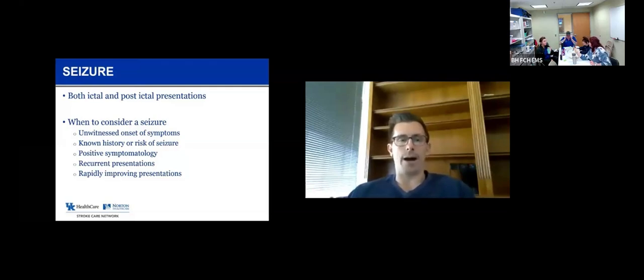If they have any what I call positive symptomatology, so typically stroke presents with negative symptomatology, meaning loss of function, so weakness or loss of sensation or loss of coordination, loss of vision. Seizure, on the other hand, tends to present with positive symptomatology, so excess movements, that's the tonic-clonic jerking of a seizure, or even positive sensory symptoms or positive visual symptoms. Those more likely represent seizures rather than stroke. If they've had recurrent presentation, so if this is the fourth time they've shown up in the emergency department with this exact same symptom sort of story, that makes us think about seizure.